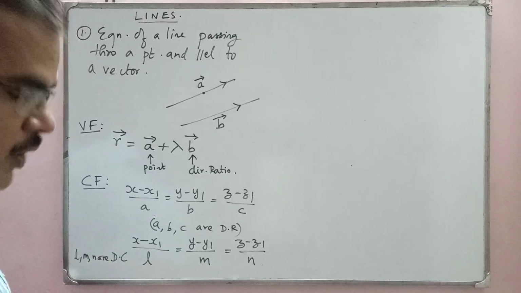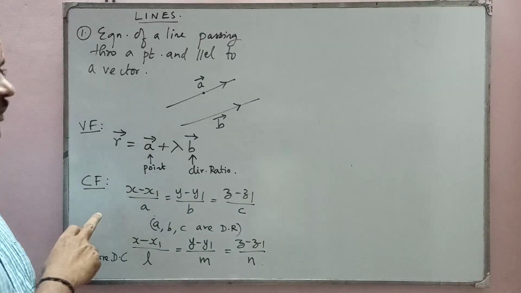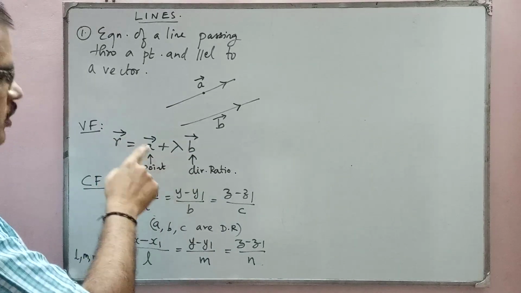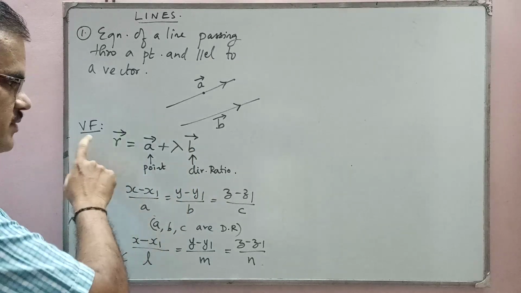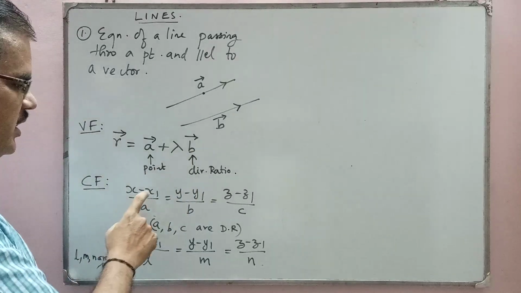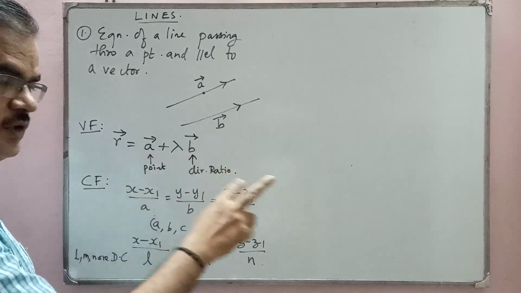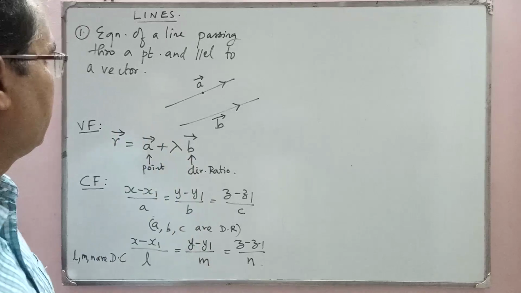There are two forms of writing the equation. One is vector form, another one is Cartesian form. This is the equation of a line passing through a point and parallel to a vector. This is the vector form and this is the Cartesian form. Here x1, y1, z1 is a point. The a vector point, we will write in component form x1, y1, z1. When doing sums, we will be able to know this.